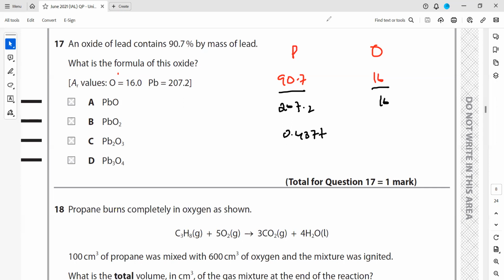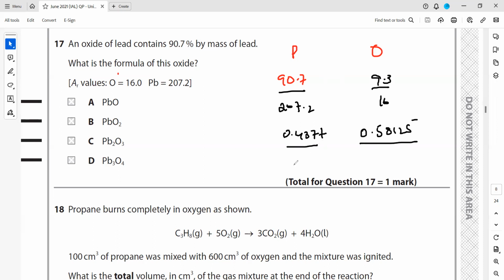Here, sorry, I wrote 16. It's supposed to be the remaining, which is 9.3, because if you do 100 minus 90.7, that will be 9.3. So 9.3 divided by 16 will give us 0.5812. There's another digit 5 there, so I wrote that as well.